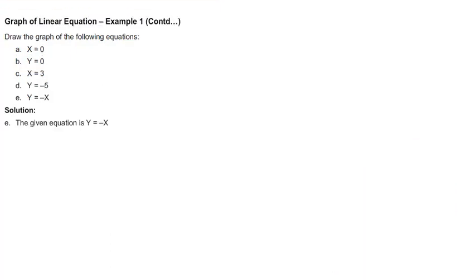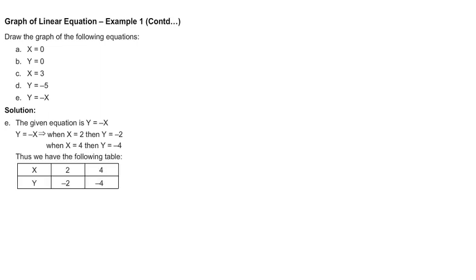So let's tabulate the values of x and y for y equal to minus x. When we take x equal to 2, we get y equal to minus 2. And when we take x equal to 4, we get y equal to minus 4. So this is how we tabulate the values of x and y. The points required to draw the graph of y equal to minus x are (2, -2) and (4, -4).